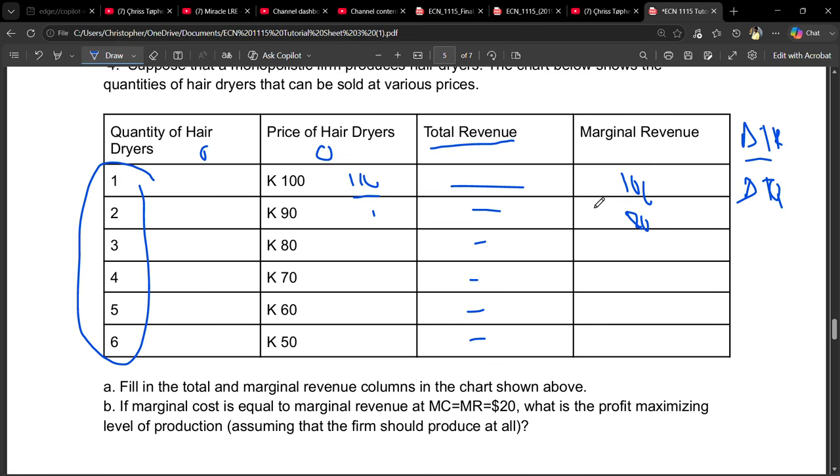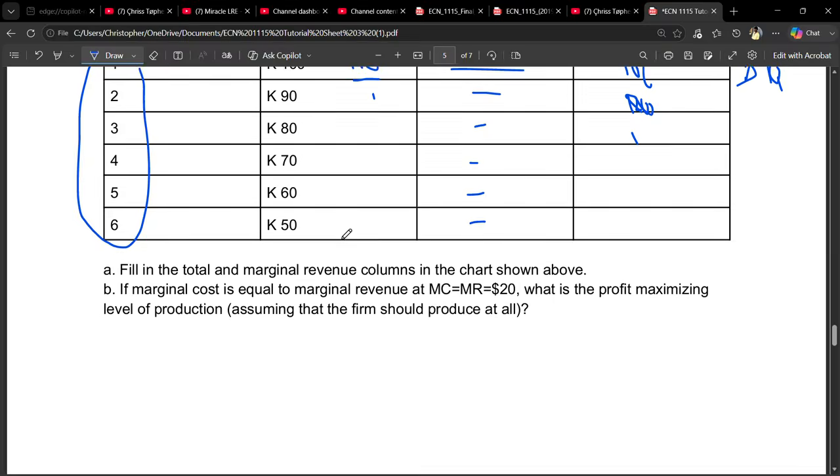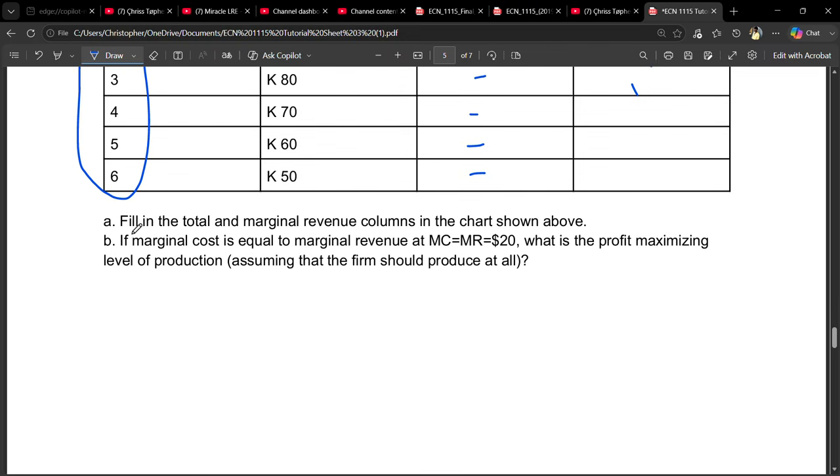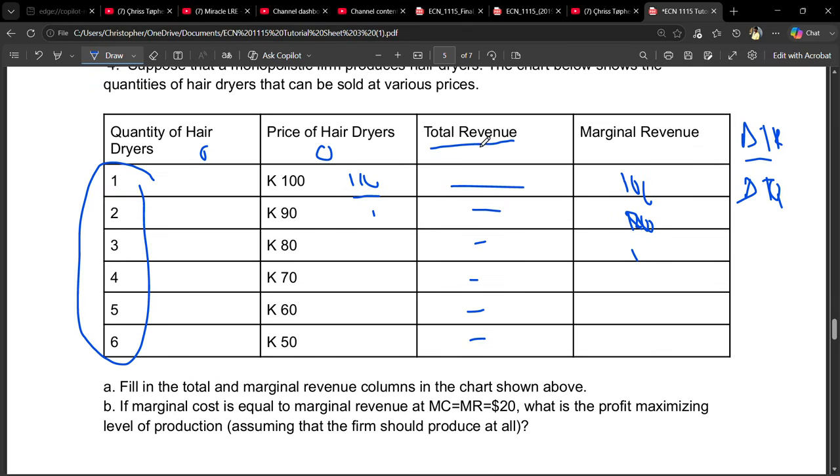The change here should be 10. The change there should be 10. Just like that, you go throughout, and the changes are going to come like that. For marginal cost and marginal revenue, you're going to find the changes there. Now the question says to fill in the table. So you follow the instructions I'm giving. Total revenue, you find it the way I said you should. Marginal revenue, you find it the way I said you should.